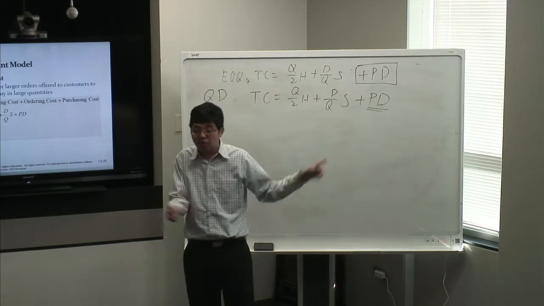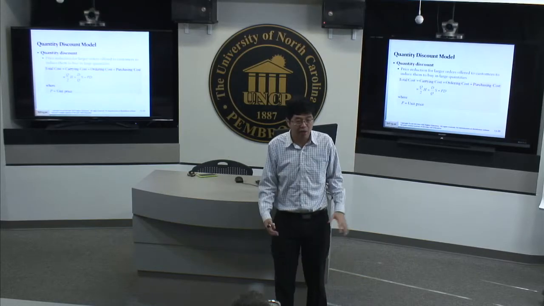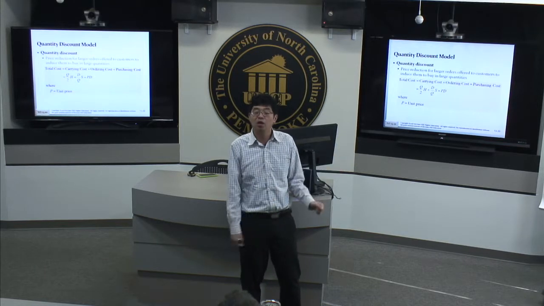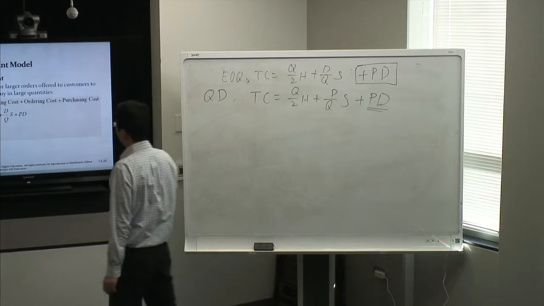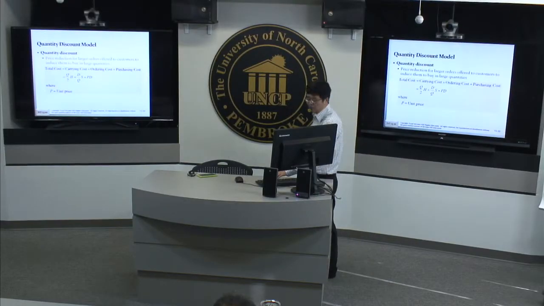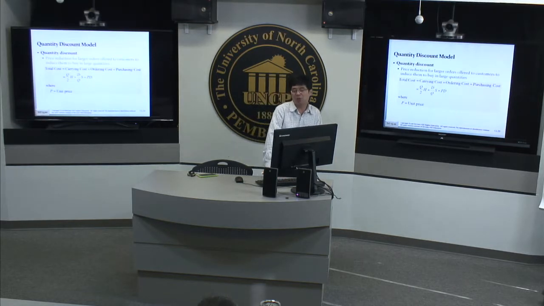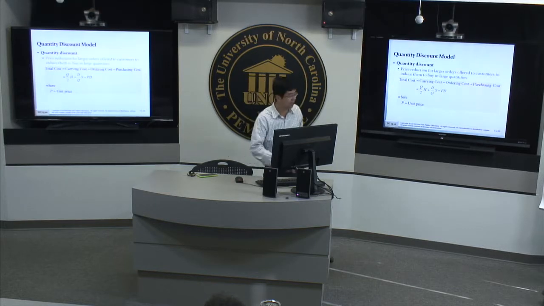So now P is a function of Q. When your Q increases, your P decreases. Then we can't ignore the purchase cost. Clear? Everybody here? So we have to include PD because P is not a constant now. Now the goal is the same. We want to minimize this total cost, and since this is a function of Q, the relationship between Q and P is pretty complex. It's really hard to explain that.